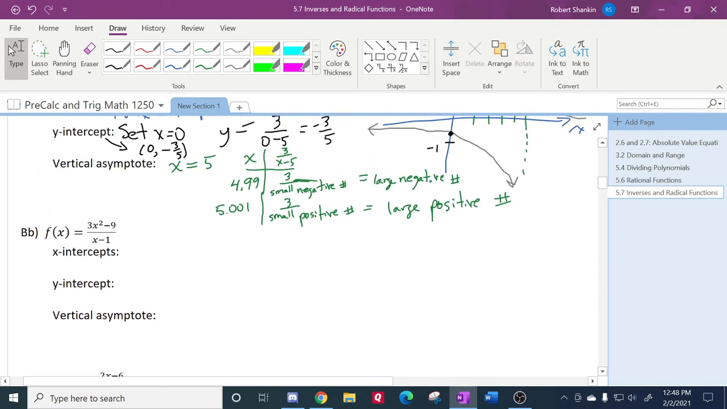B. Find the x-intercept, the y-intercept, vertical asymptote, and if you're up to it, draw a bit of a sketch on how the graph might look.